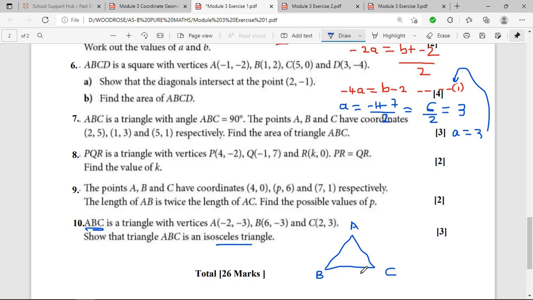So how do you show it? You find the length of AC, you find the length of AB, you find the length of BC. I think you know how to find the length. Then if you find the lengths, you are going to see that two of the lengths are equal. So if you have found two lengths which are equal, then you have shown that the triangle ABC is an isosceles.